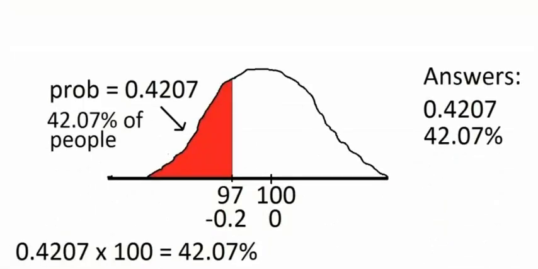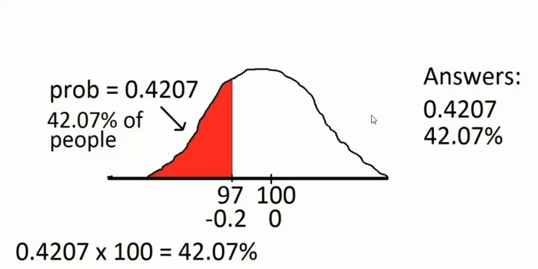And if we take that answer and multiply it by 100, we get 42.07%, which tells us that 42.07% of the population has IQs in this area. So the probability and percentage go hand in hand. If 42.07% of people are in the red area, then the probability of getting a person from this area is the same number, just written as a decimal, 0.4207.